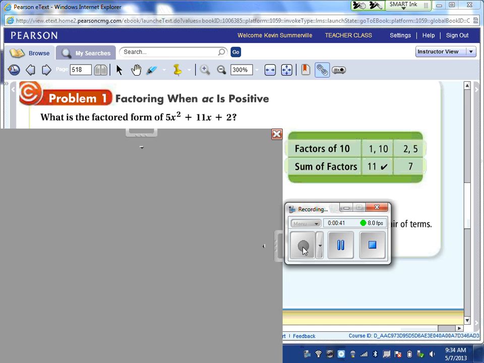Let's take a look at problem 1. Factoring 5x squared plus 11x plus 2. How do you do this problem? Let's take a look at this chart.